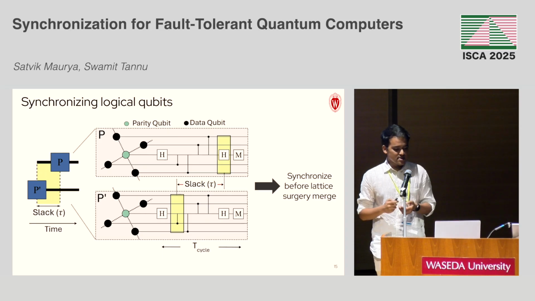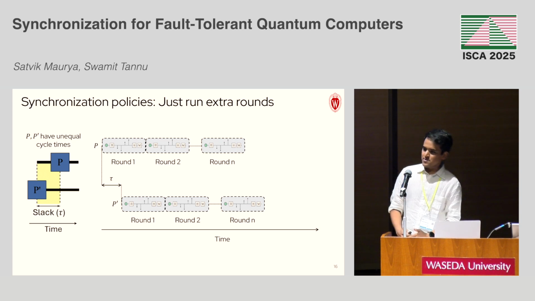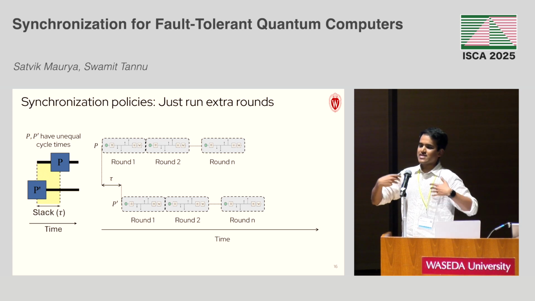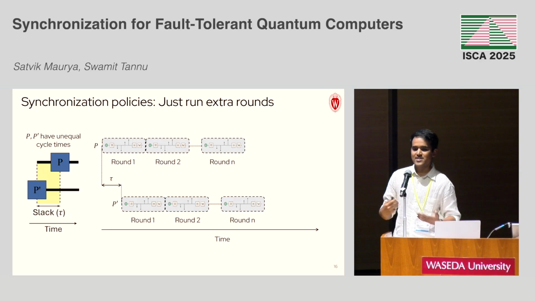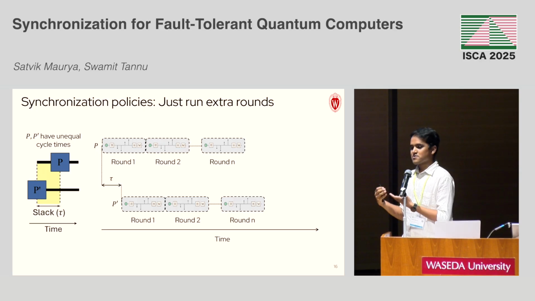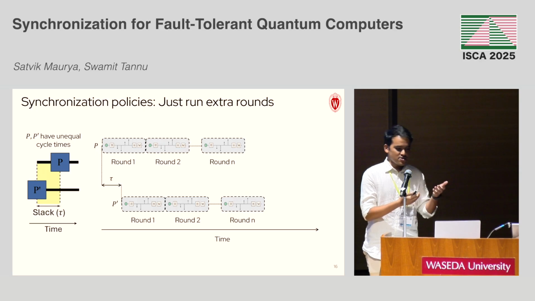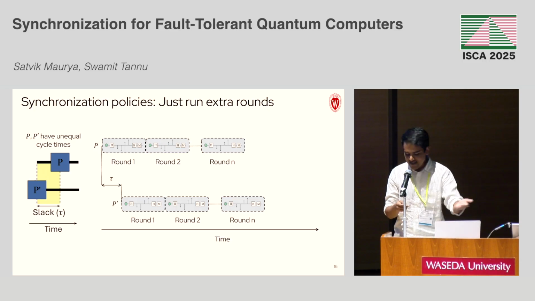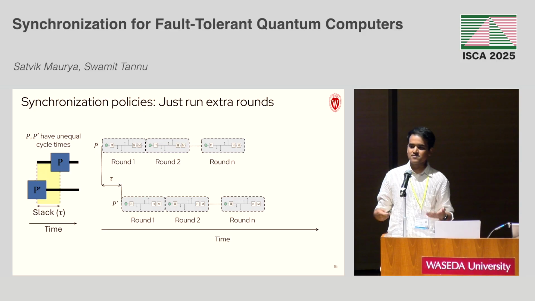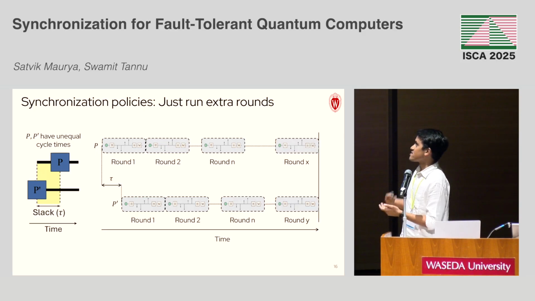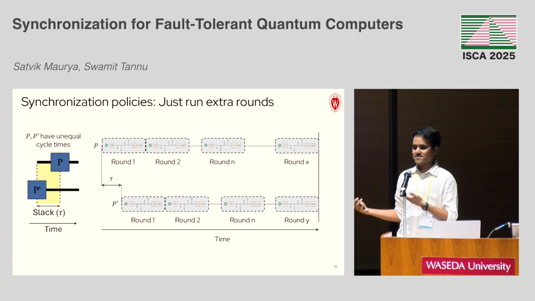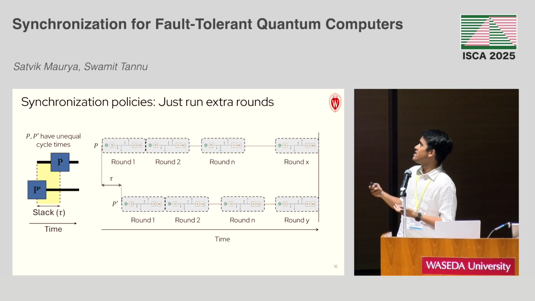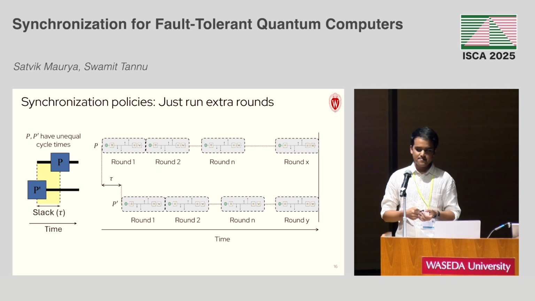So the first synchronization policy that I want to talk about is a very simple one. It is to just keep running extra rounds until the qubits are naturally synchronized. Obviously, this is only possible if your logical qubits have unequal syndrome generation cycle times. If they have equal syndrome generation cycle times, no matter how many rounds you run, you'll never be able to synchronize them naturally. So assuming P and P prime have different syndrome generation cycle times, we can just run a few additional rounds. We've run a total of X and Y rounds respectively for P and P prime, and now the qubits are naturally synchronized.